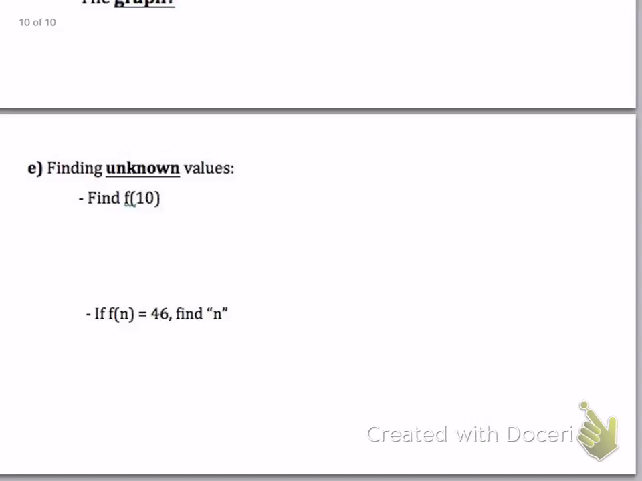Okay, so last little bit is finding unknown values. Really the only way, and by far the easiest way, to find this is to use the explicit. Okay, sorry about that. The phone rang, unfortunately. So for finding unknown values, find f of 10. The best and actually only way to find some of these things is to use the explicit function.